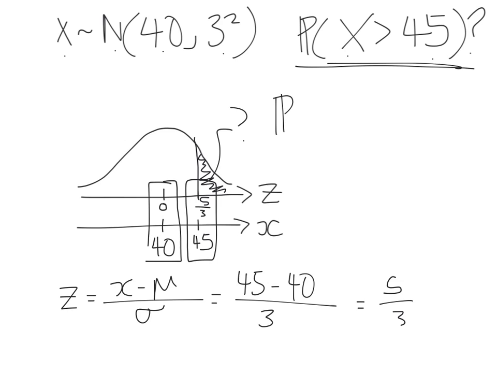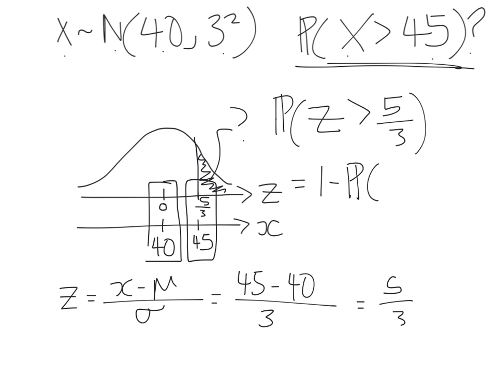So the probability that z is bigger than 5 over 3 is the same as 1 minus the probability that z is less than 5 over 3. And now we can look this up in our table, and we find that it's 0.9525. And once we've done 1 minus our answer, we find that it's 0.0475.